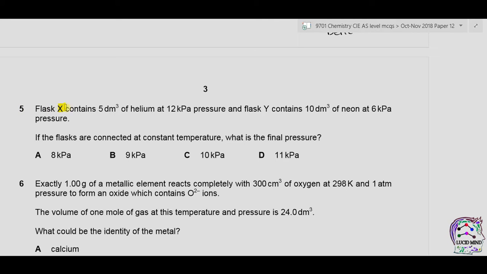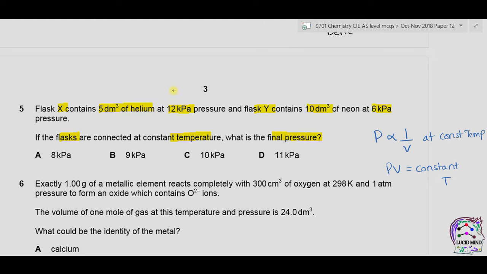Question 5. Flask X contains 5 decimeter cube of helium at 12 kilopascals pressure, and flask Y contains 10 decimeter cube of neon at 6 kilopascals pressure. If the flasks are connected at constant temperature, what is the final pressure? According to Boyle's law, pressure is inversely proportional to volume at constant temperature. So we can say PV is equal to constant at constant temperature.